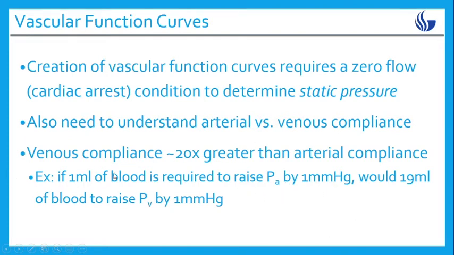So if we're trying to compare the compliance between the venous circulation and the arterial circulation, if 1 milliliter of blood raises arterial pressure by 1 millimeter of mercury, it would take 19 milliliters of blood to raise the venous pressure by that same amount. So again, venous compliance is a lot greater, meaning it can take on the same amount of blood without the same increase in pressure. There would be less of a pressure increase with the same increase in blood volume.